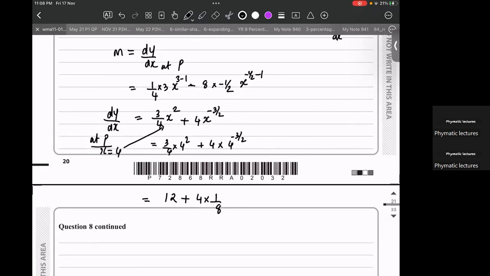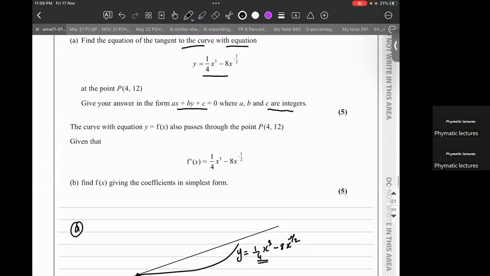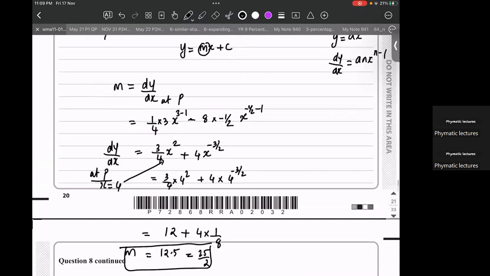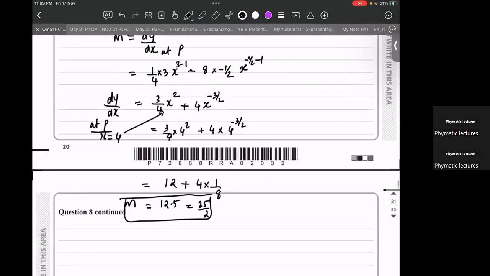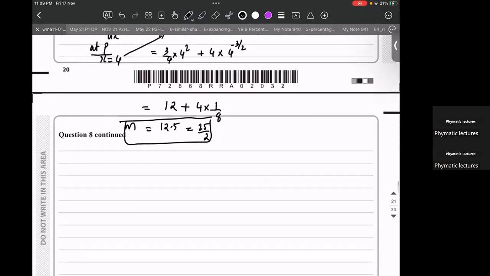So the gradient of this tangent is 12.5. And if you are writing this as a fraction, what we get is 25 upon 2. The gradient we obtained is 25 upon 2. Why are we writing it as a fraction? Because it is already given in our question that we have to write the answer in the form ax plus by plus c, where a, b, c are integers. So here 12.5 is not an integer. So that is why, to make it an integer, we wrote this in terms of fractions.